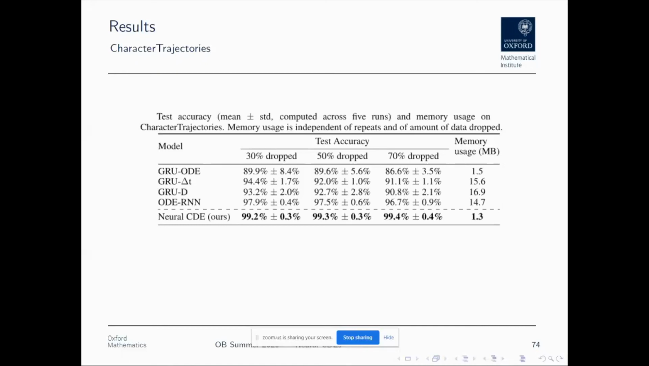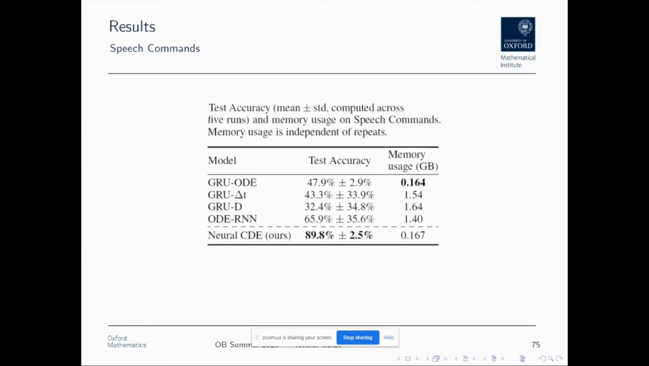Okay, so this is for an irregularly sampled case, and we might reasonably hypothesize that these gains go away when we consider a regularly sampled dataset. So next up, we investigate the speech commands dataset. This consists of audio recordings of people saying words like left, right, yes, no, and so on. And here we see much the same property as before. The neural CDE outperforms other models whilst using an order of magnitude less memory.